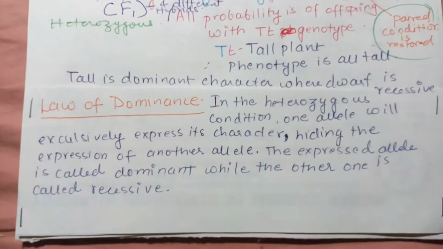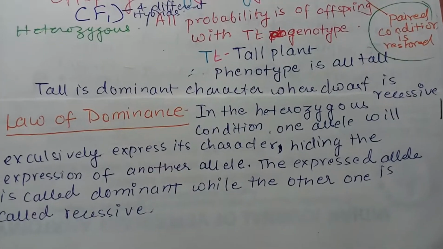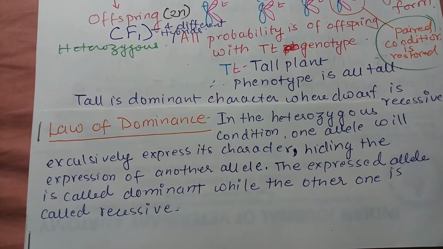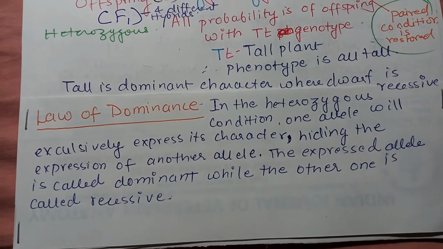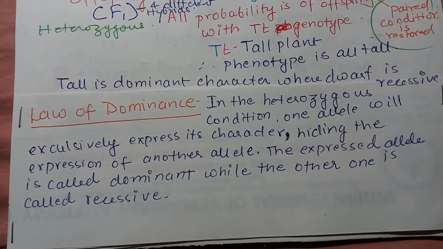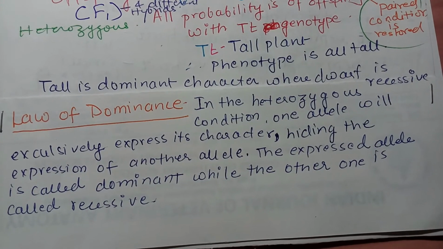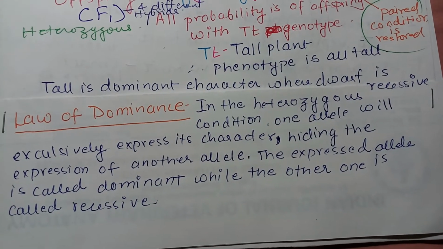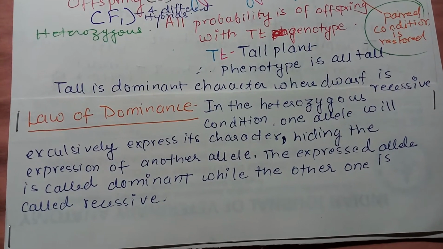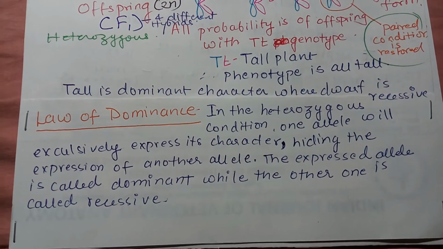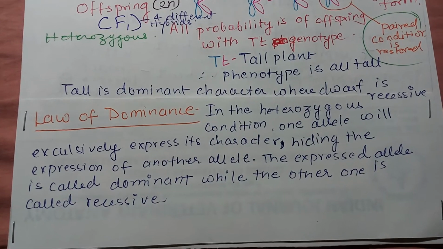So based on this, Mendel gave the law of dominance. In the heterozygous condition, one allele will exclusively express its character, hiding the expression of the other allele. The expressed allele is called dominant, while the other one, whose expression is hidden, is called recessive.